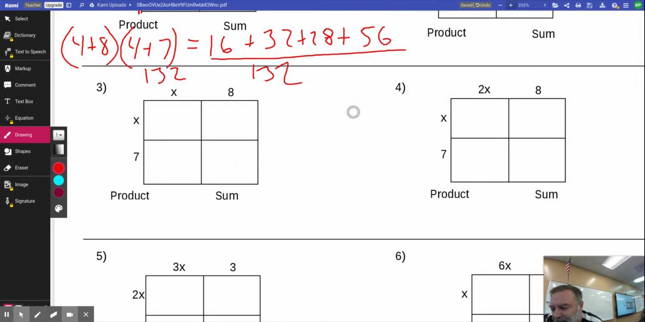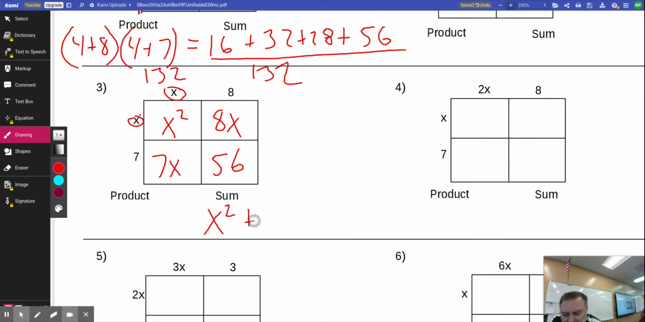Now, when I put an x here, we treat it just like a number. I get x times x, which is x squared. I find the area for this spot is 8 times x. x times 7 is the area of this spot. And then 7 times 8, just like the one above, is 56. Now I can write it two different ways. I can write it as x squared plus, combine like terms. We always combine like terms.